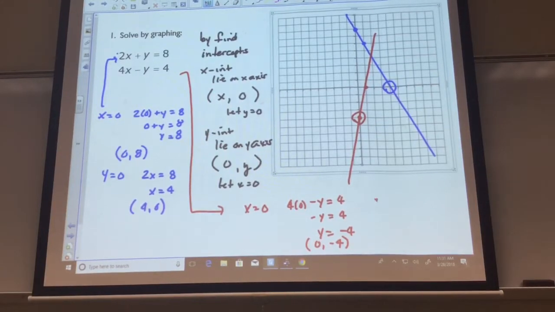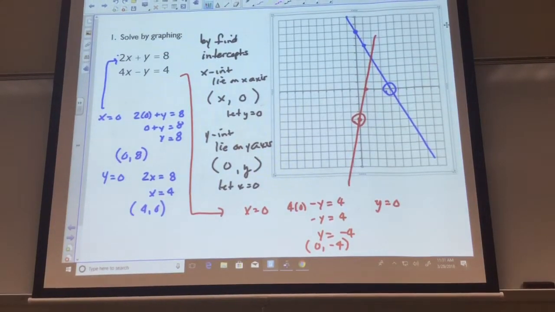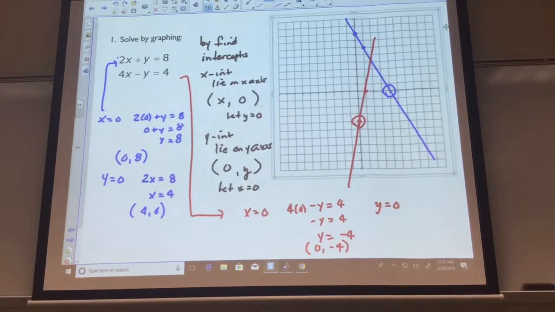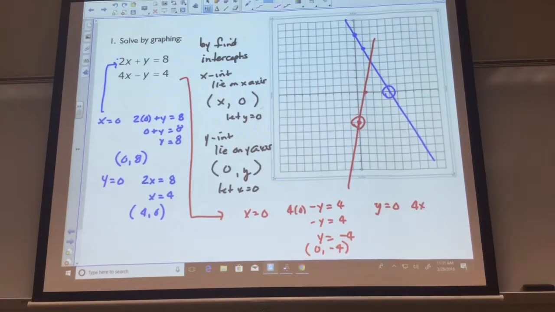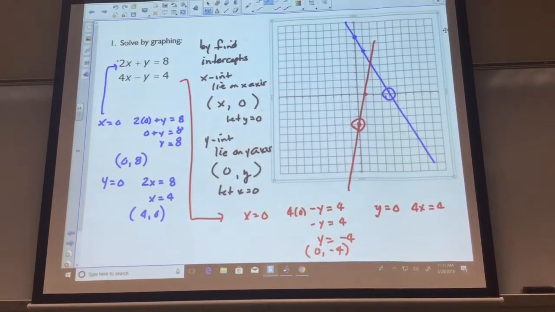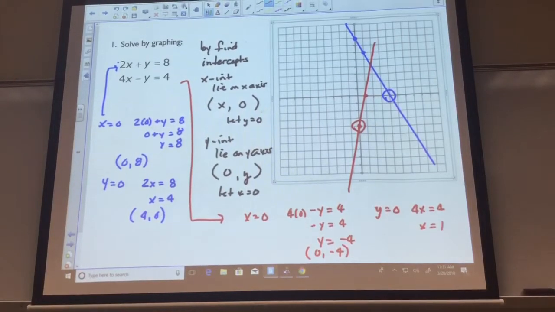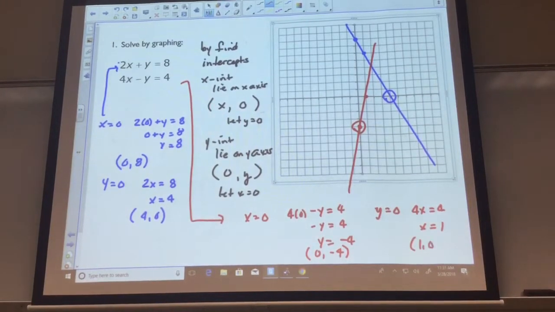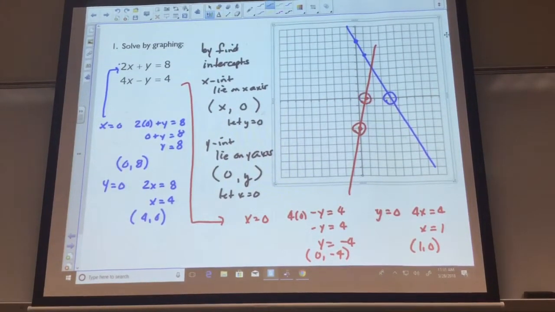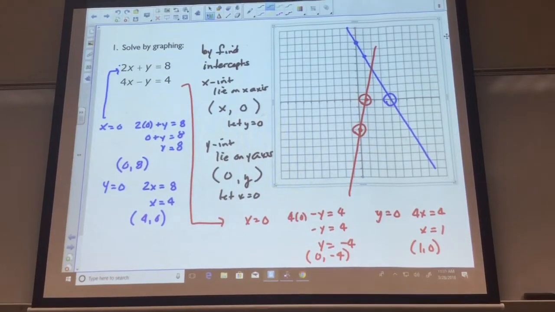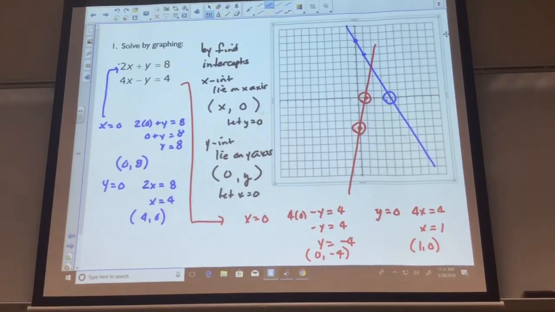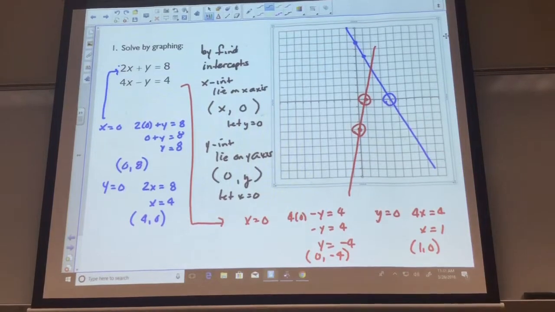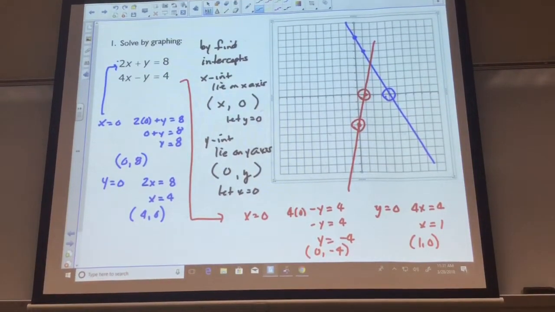And could we also come back and say we want y to be equal to 0? If we let y equal 0, then that would mean that 4x is going to be equal to 4. And that means that x is going to be 1. So we end up having 1, 0. And we just happened to get that point accidentally. And now the question is, what's this point?